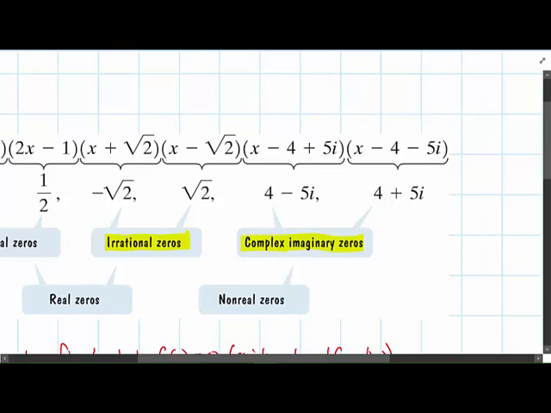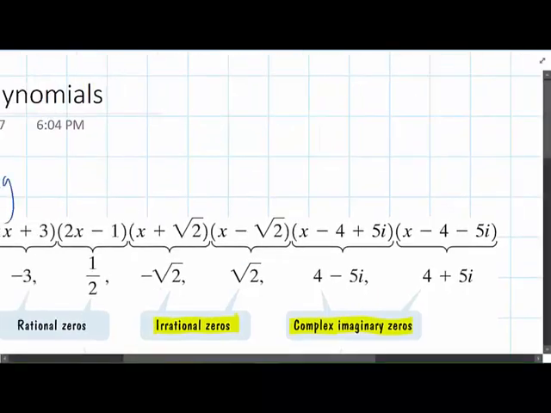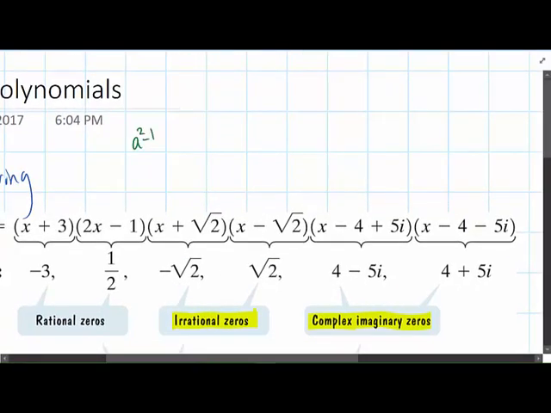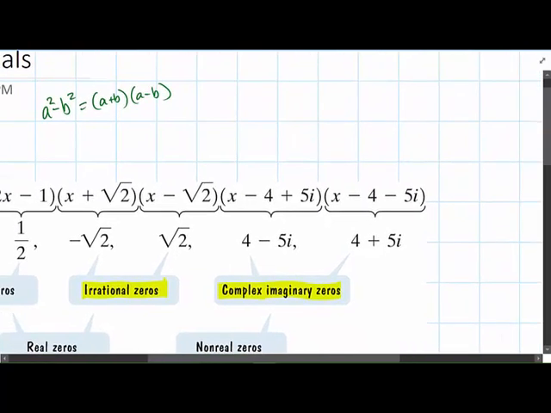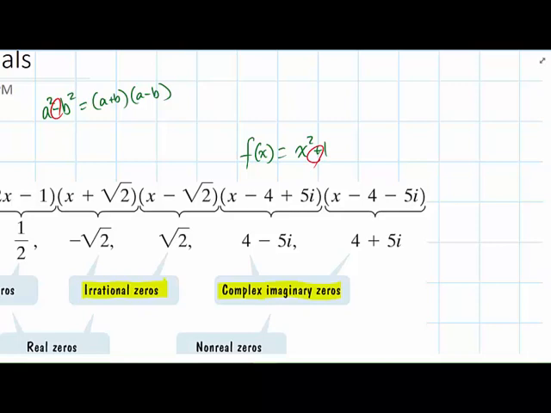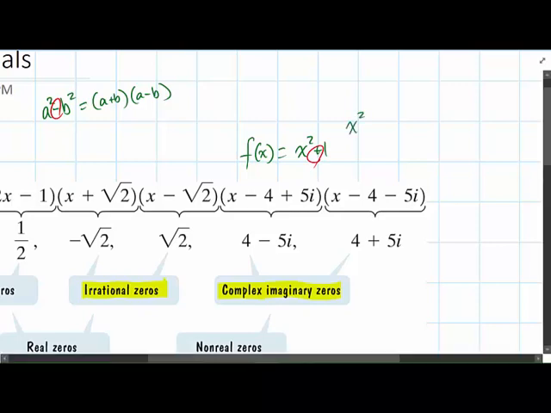So now we've covered irrational zeros. What about complex imaginary? It works the same way, actually. There's not much difference. Using the formula, let's just write it down. A squared minus b squared, I really love this formula, equals a plus b times a minus b. And so for this example, if we have f of x equals x squared plus 1, well, you might think, whoa, wait a second. It's plus 1. This is minus, and this is plus. That's different. But remember, complex numbers are really complex. So we can change that into negative and into 1.